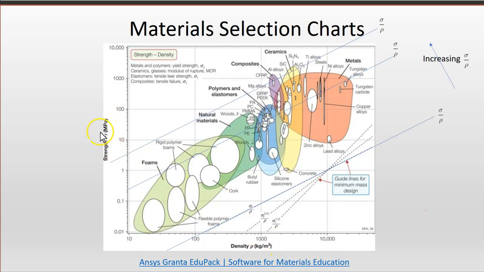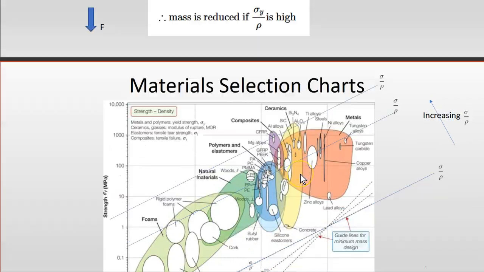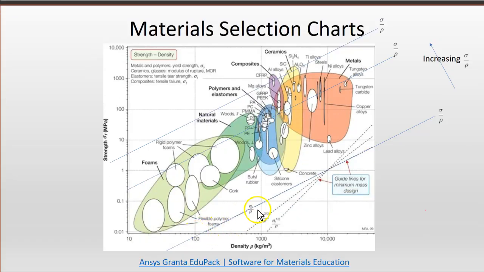In this example, I'm plotting strength, which is the yield stress of the material, or related to the yield stress of the material, against density. The scales are log-log. There are lines drawn on the diagram, and these show lines of constant material index.